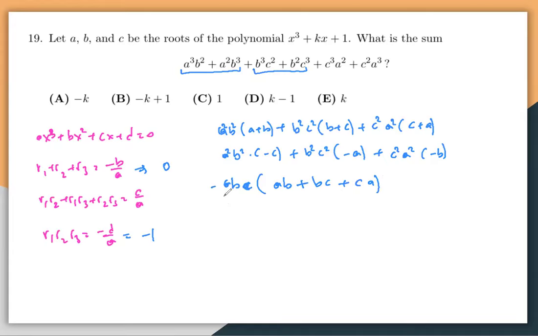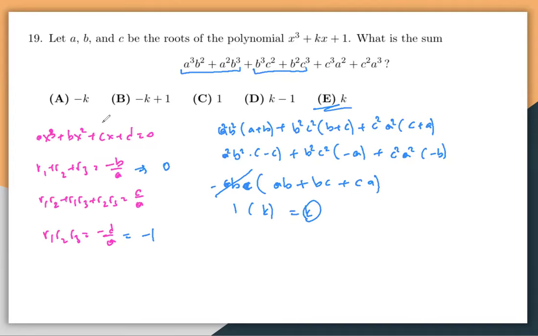Let me double check. So we pulled out ABC. Yeah, the product of the roots, ABC, is -1. But there's a negative right here, so it's just going to be 1. And this is basically our pairwise product, right? Which is going to be c over a. C in this case is K. So K over 1 is just K. Okay, so the answer is just K, which is choice A.